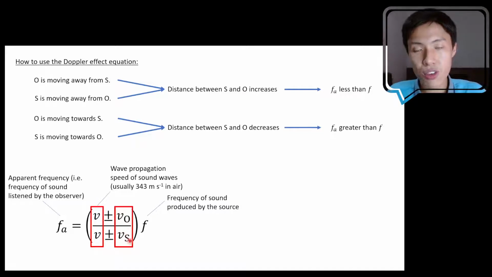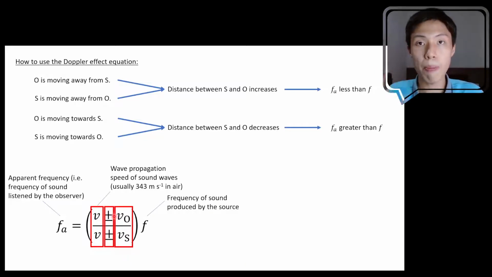The V subscript S here is the speed of the sound source. The sound source again can be moving toward or moving away. You don't need to worry about whether it's positive or negative. This one is just the magnitude. The sign here is the one that we need to be more careful about.